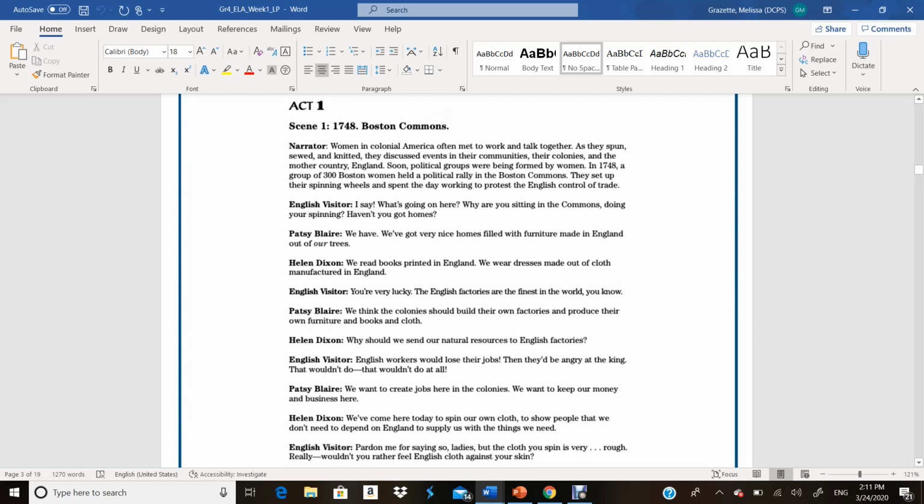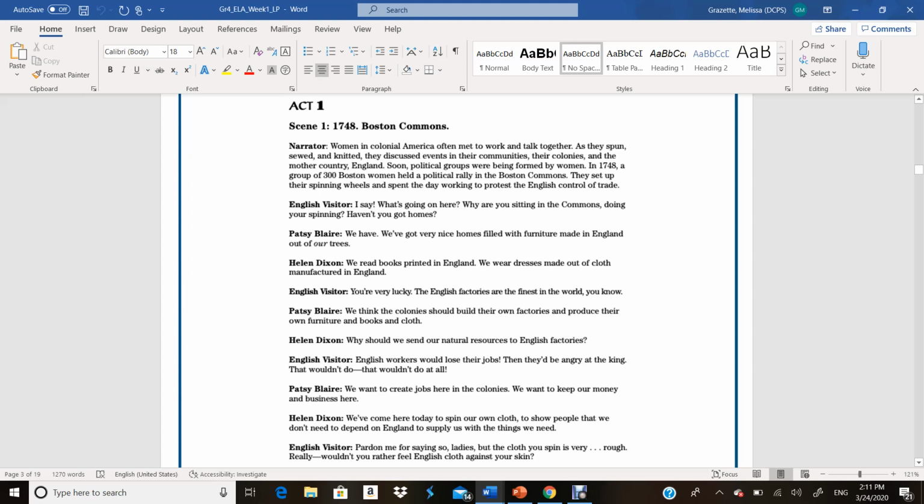The narrator. Women in colonial America often met to work and talk together. As they spun, sewed, and knitted, they discussed events in their communities, their colonies, and the mother country, England. Soon, political groups were formed by women. In 1748, a group of 300 Boston women held a political rally in the Boston Commons. They set up their spinning wheels and spent the day working to protest the English control of trade.